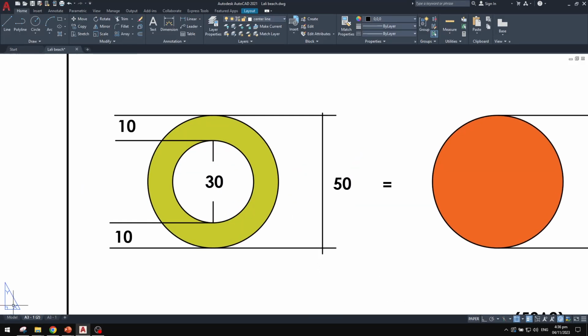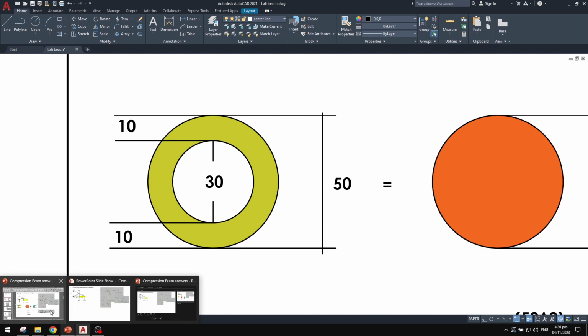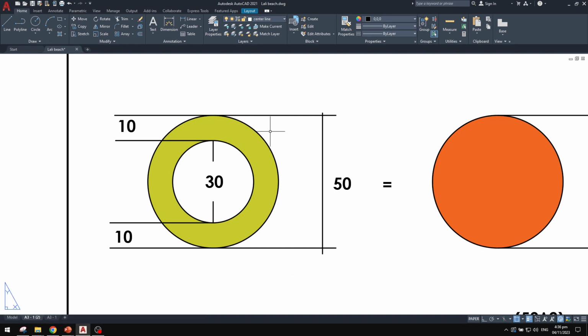Now, the question is, we have a tubular section with an outer diameter of 50 and a thickness of 10 mm. So 10 mm on the top, 10 mm on the bottom. That means we have an inner diameter, which is not given, which is 30. Okay? 50 minus 10 on each side, 30 in the middle.